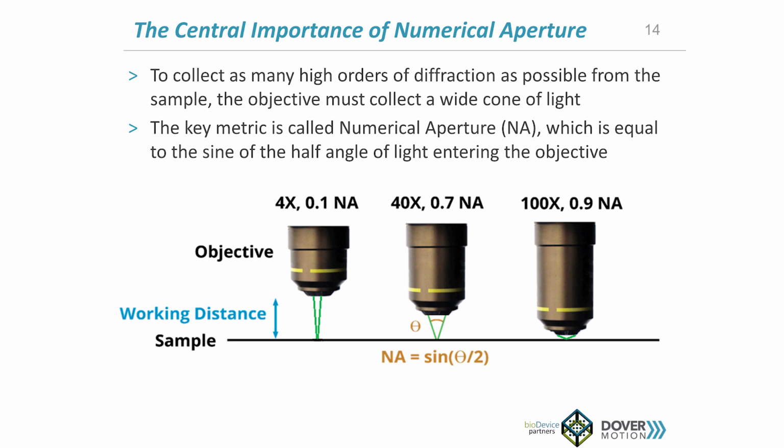The 0.1 NA captures a relatively small angle of light, so that would be lower resolution. The 40x 0.7 NA has a higher angle, and at the extreme on this figure, we have a 100x, which captures a 0.9 NA, which is a very wide angle to collect and will give you the highest resolution. Now, it turns out you can actually go even above that, but you can only do so by introducing either water or oil, as opposed to air, between the objective and the sample, and that can get a little messy and a little complicated, especially in automated systems that use motion.